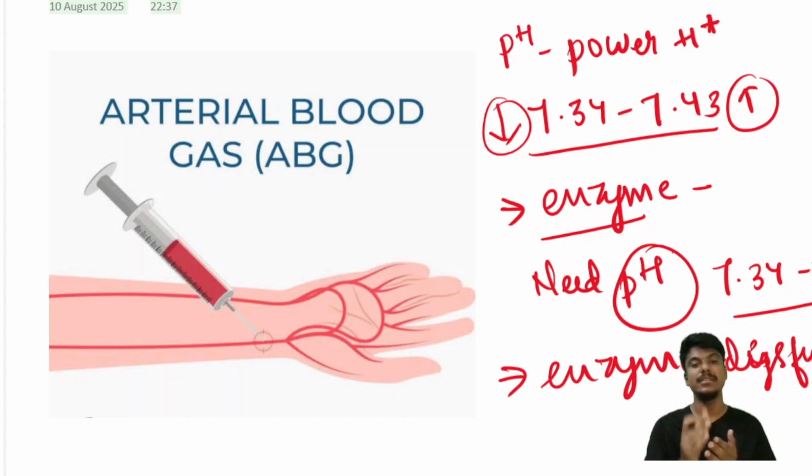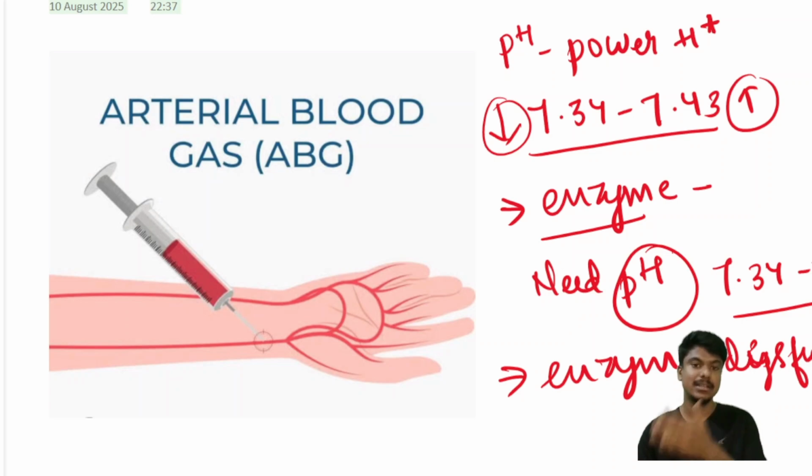We have to target the ABG, we have to target the pH. We have to keep the pH around 7.34 to 7.43. That is our main basic demand. Why we need to study the ABG? Because in ICUs, infection is common. Due to surgical site infection, normal medical infection, or device-related infection, the patient will be in an ICU.